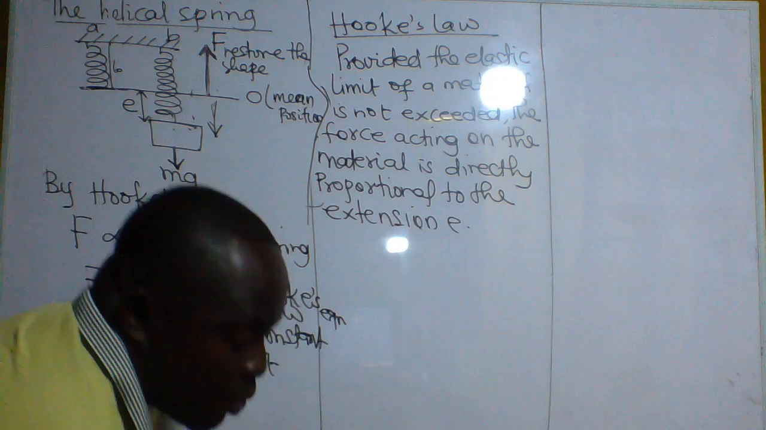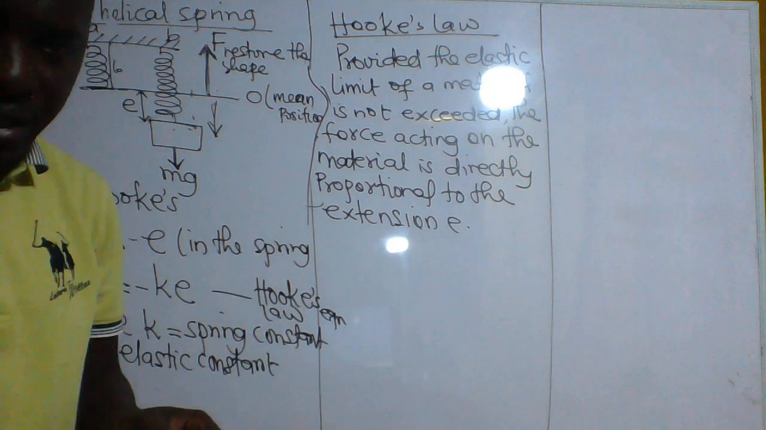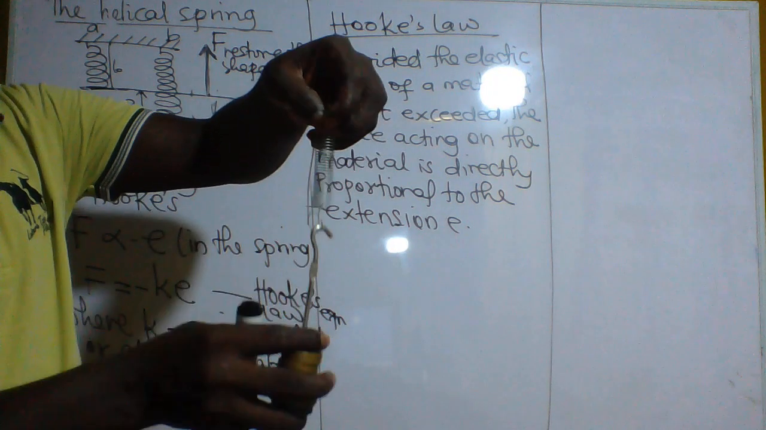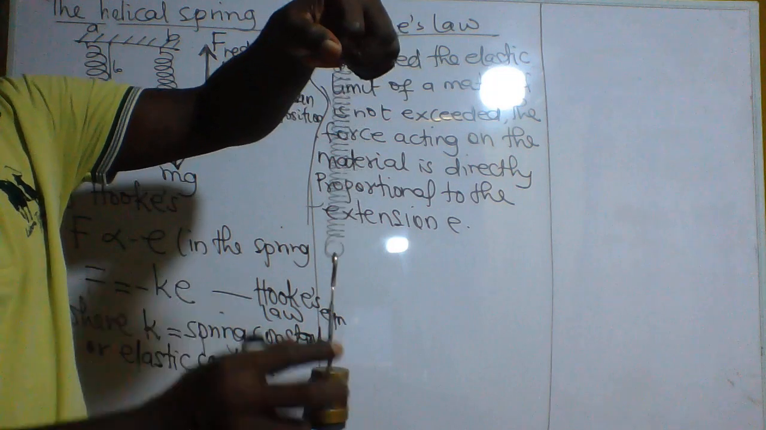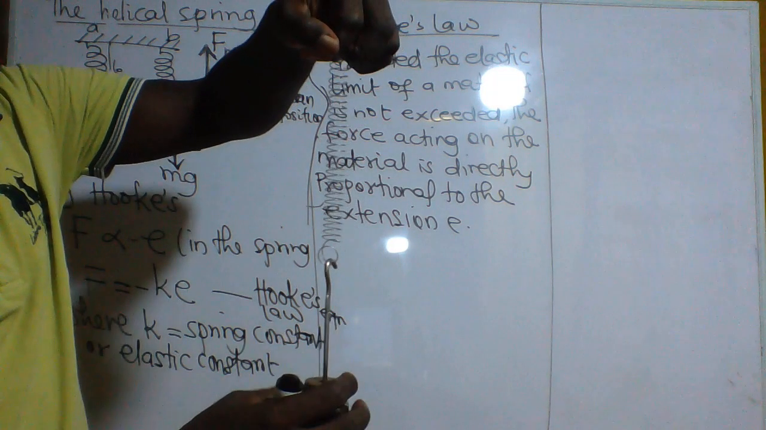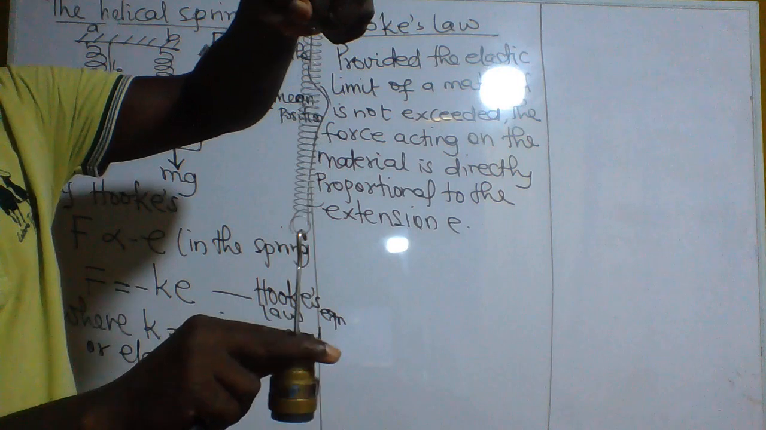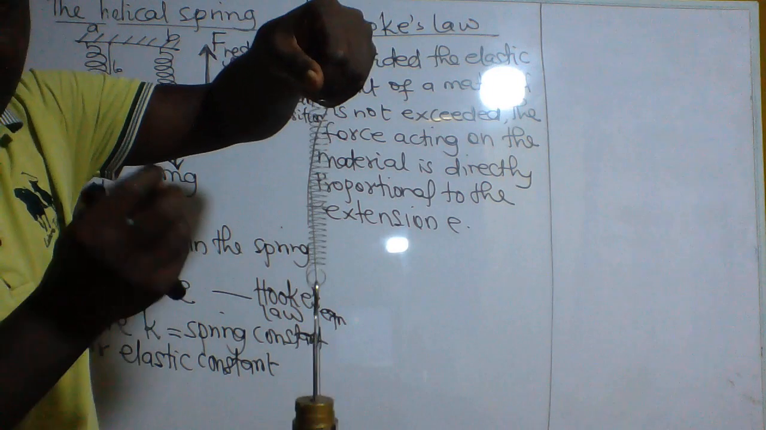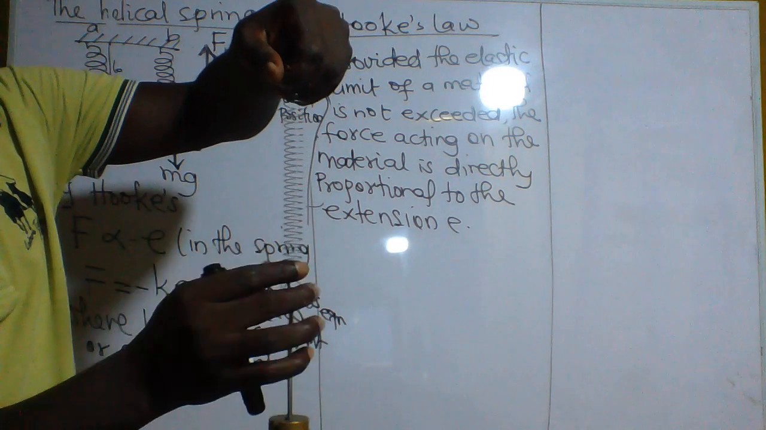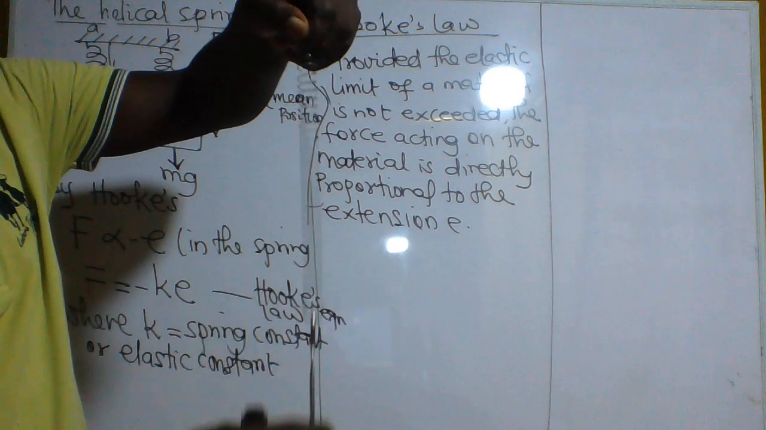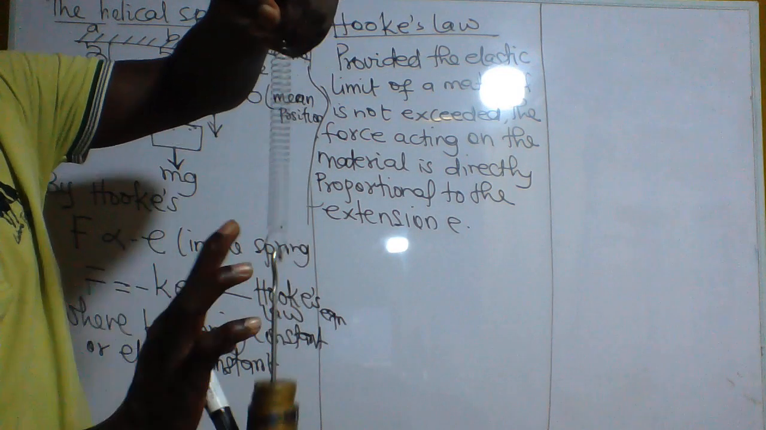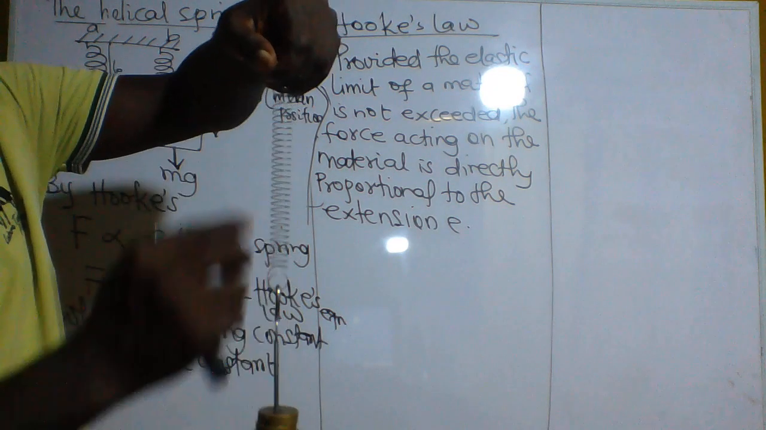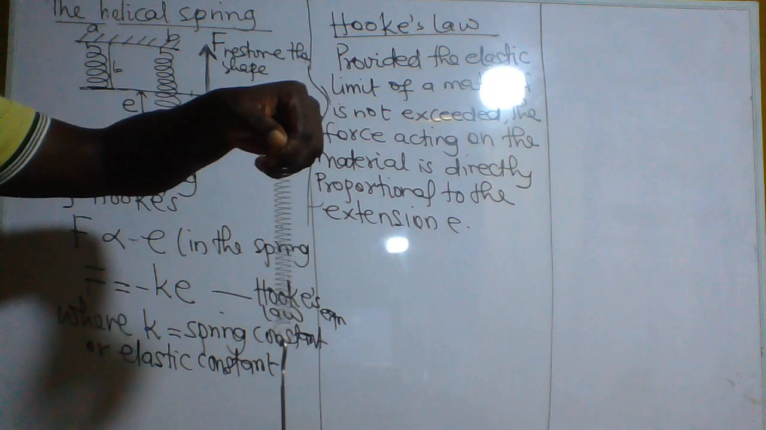So what Robert Hooke is saying is that if you have an elastic material and you attach a load, provided the load is not so much as to exceed the elastic limit or the rigidity limit of the material, the restoring force on the object will always be directly proportional to the extension in the material, and that is Hooke's law.